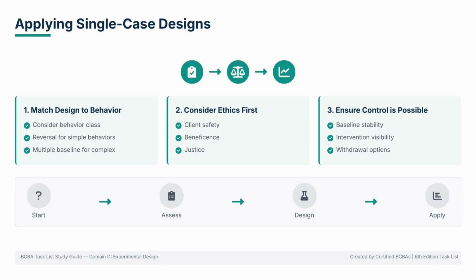When applying single-case designs in real-world settings, there are a few key things to keep in mind. Match the design to the behavior. For simple behaviors, a reversal design might work best. For more complex behaviors, consider using a multiple baseline design. Consider ethics first. Always prioritize the client's safety, well-being, and rights. Choose the design that will not only yield the best results, but is also the most ethical. Ensure control is possible. Before starting the intervention, make sure the baseline is stable and the intervention is clearly defined. You need to have a clear idea of how to withdraw the treatment or adjust if necessary. Remember, assess, design, and then apply the intervention.